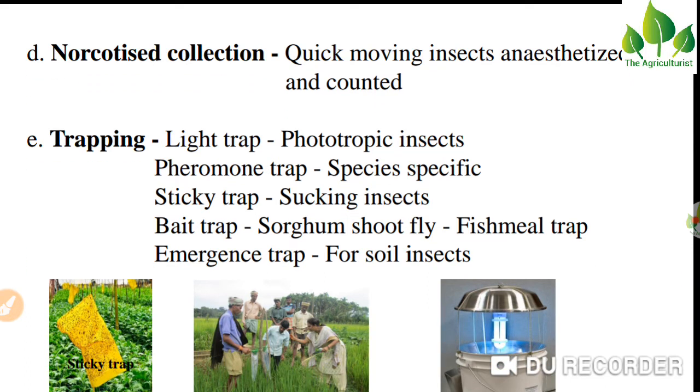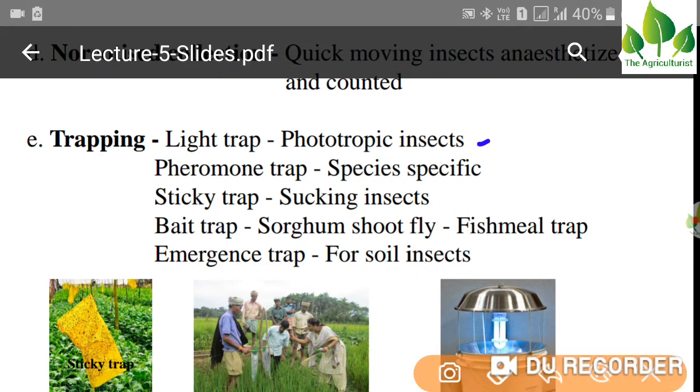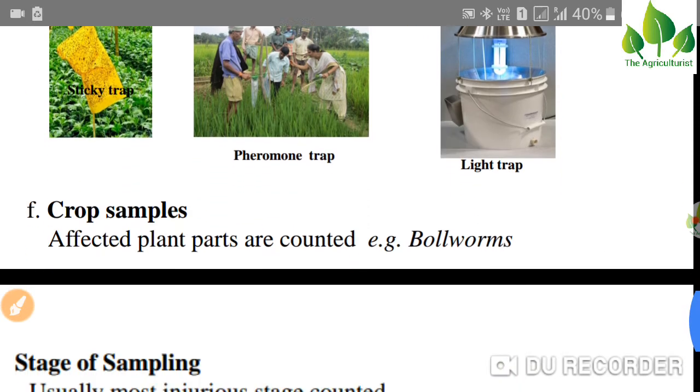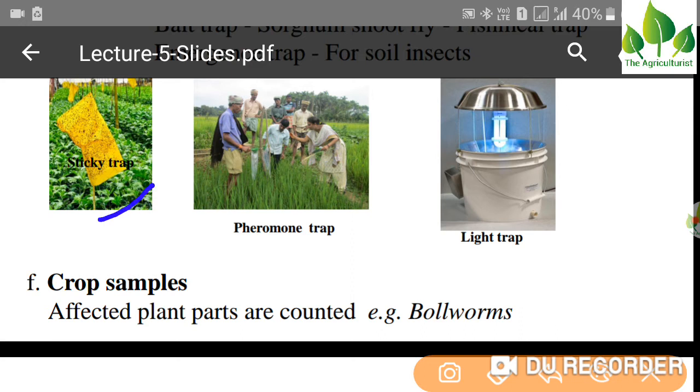Next one is trapping. So there are some different types of traps which are used for the collection of insects, in which first one is light trap, which is used for phototropic insects. Next one is pheromone trap. So it is species specific, for the insects which are attracted towards the pheromone. Next one is sticky trap, which is for sucking insects. And next one is bait trap for sorghum shoot fly, or fish meal trap. Next one is emergence trap, which is used for soil insects. So this is sticky trap, and this is pheromone trap, and this is light trap.